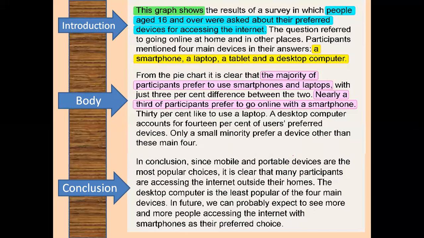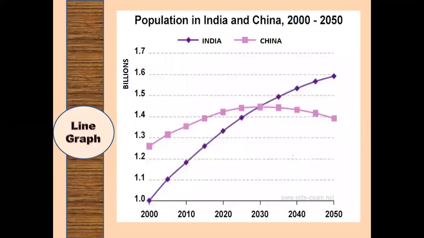It is clear that many participants access the internet outside their homes. This is the first thing that we reached at the conclusion. The desktop computer is the least popular of the four main devices. What is going to take place in future? We can probably expect, means hope, to see more and more people accessing the internet with smartphones if we compare it with the other choices.